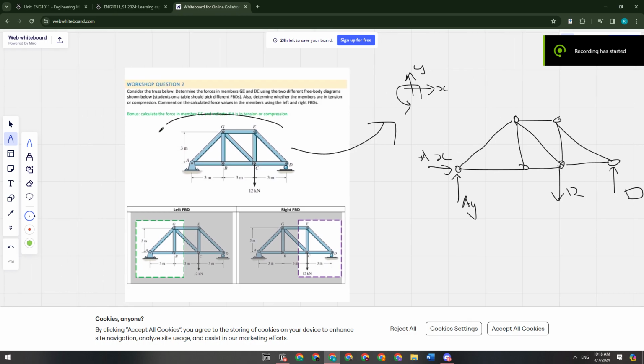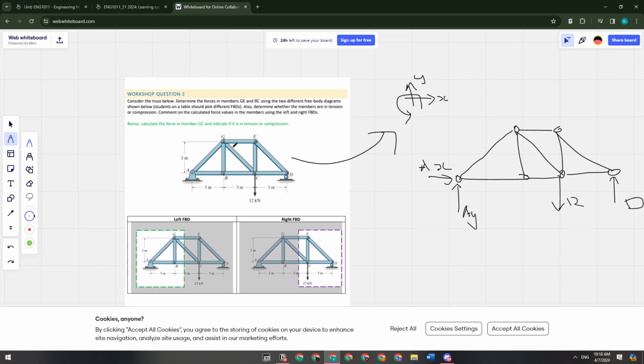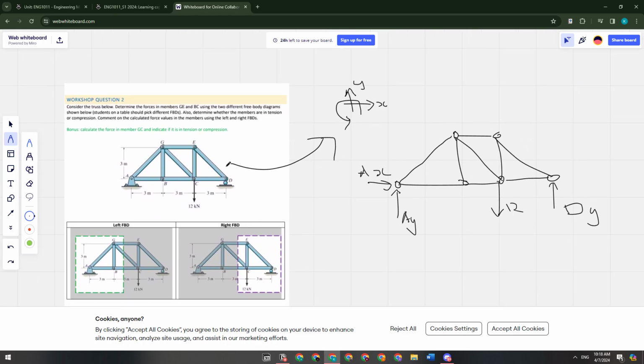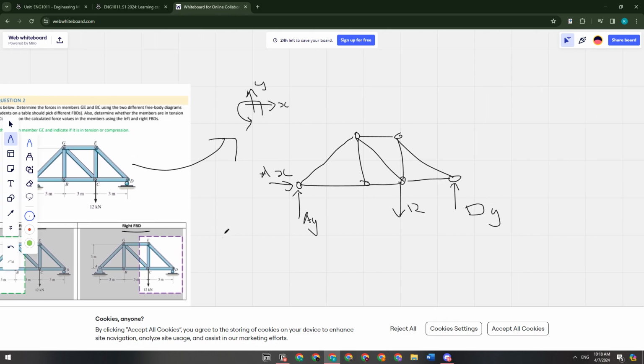Hey guys, this is how to answer this question. This requires the method of sections, not joints, because there's way too many joints. So what we're going to do is create a free body diagram of this first. We're not going to jump into these free body diagrams yet.